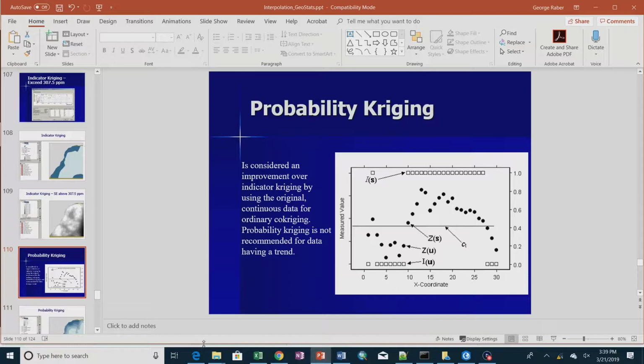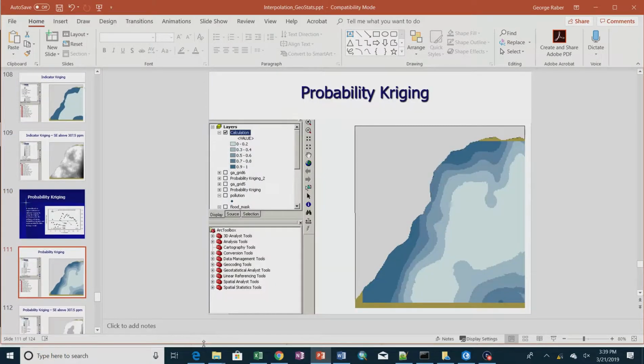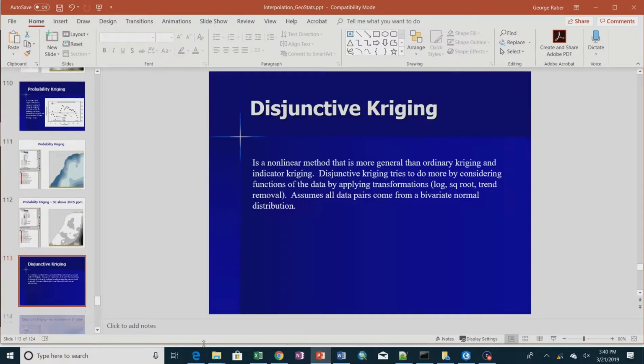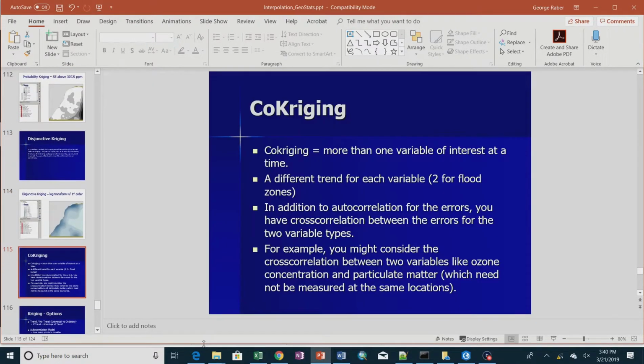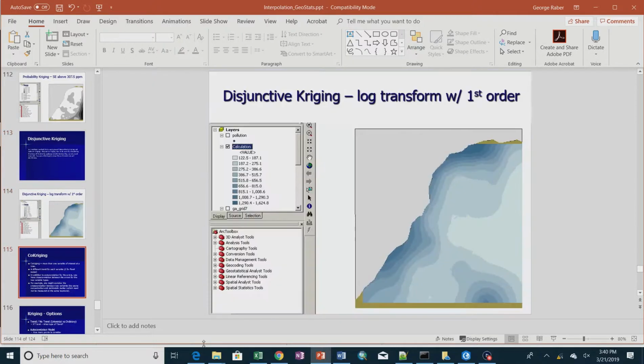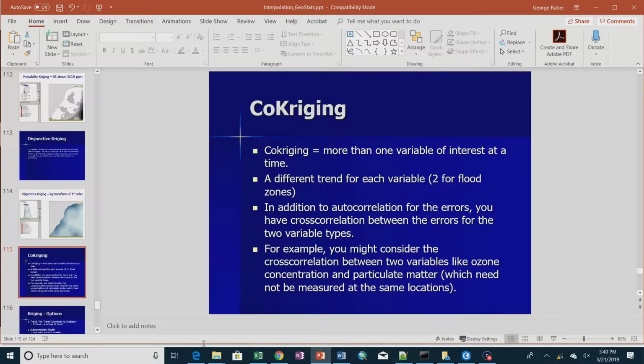Probability kriging is similar, except the output is the probability that it is above or below a certain threshold. And that's really similar to ordinary kriging as well. So it's always going to be a value from 0 to 1. So you might say these are areas you definitely shouldn't go. You can turn this map into a hazard map because it's based on probability. I'm going to skip disjunctive kriging, but I'm going to talk a little bit about co-kriging.